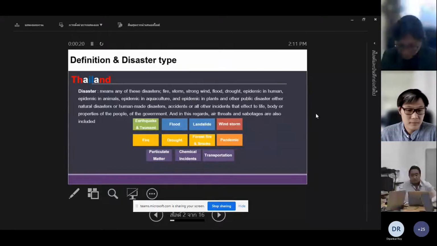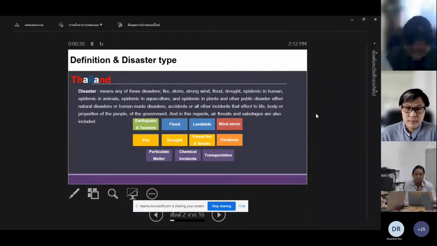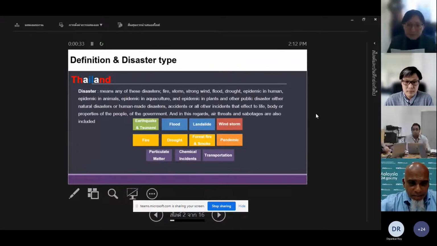Definitions and disaster types. Under the Disaster Prevention and Mitigation Act 2007, in section 4, disaster means fire, storm, flood, drought, human epidemics, animal epidemics, aquatic animal epidemics, plant epidemics, and other hazards which affect the public, whether by natural causes or human accident, or any other event which is harmful to the life or body of the people, or inflicts damage on the property of the people or of the state, as well as air threat and cyber threat.